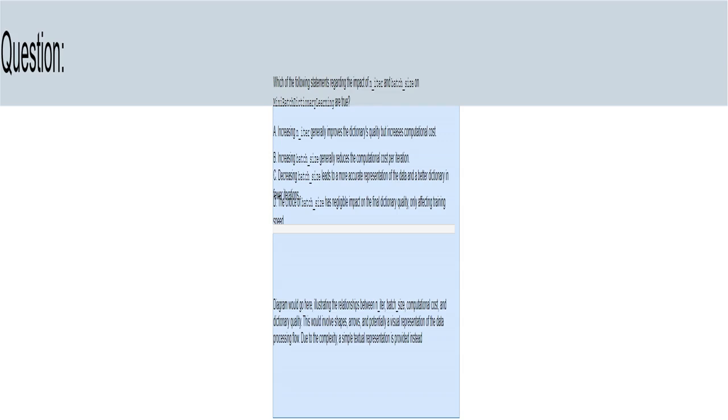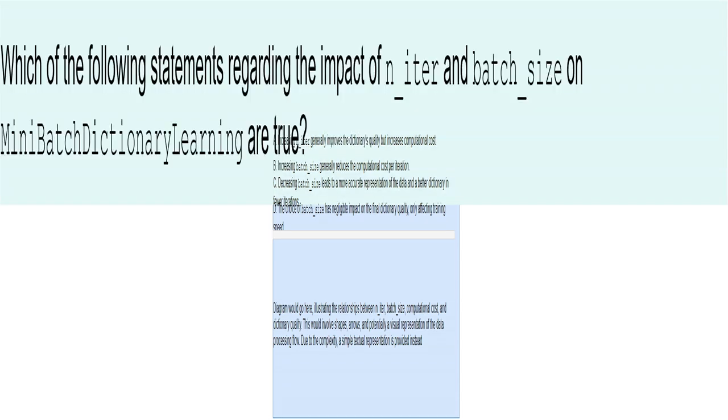Let's figure out which statements are true about the effects of the number of iterations, NITER, and batch size on the performance of MiniBatchDictionaryLearning for a really large image dataset. It's all about understanding the trade-offs between model accuracy and how long it takes to train the model. I will carefully evaluate each statement about the effect of the number of iterations, NITER, and batch size on the model's performance and computing cost to find out which ones are correct.